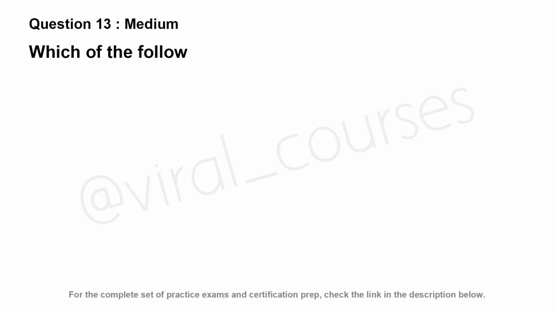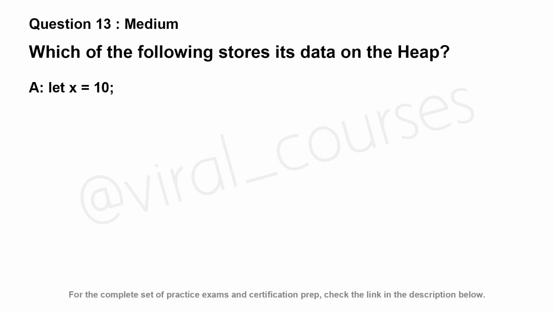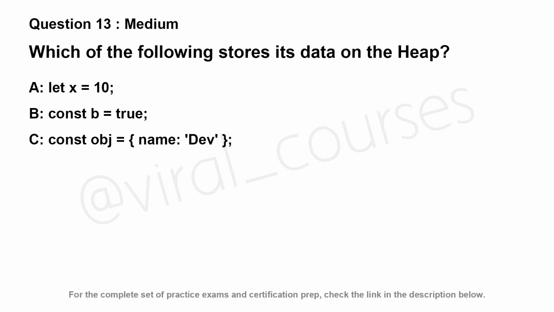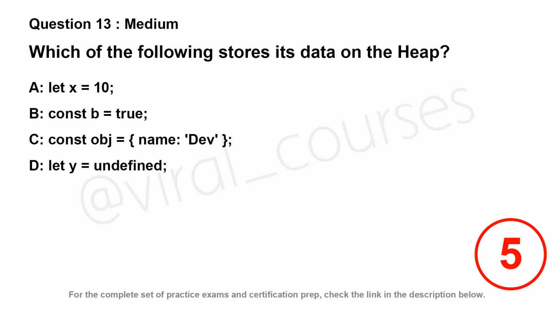Which of the following stores its data on the heap? Option A, let x = 10. Option B, const b = true. Option C, const obj = {name}. Option D, let y = undefined.